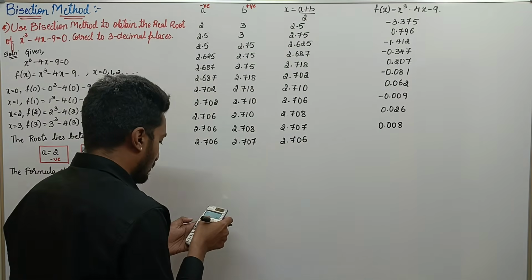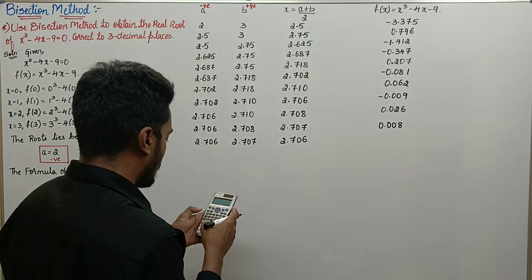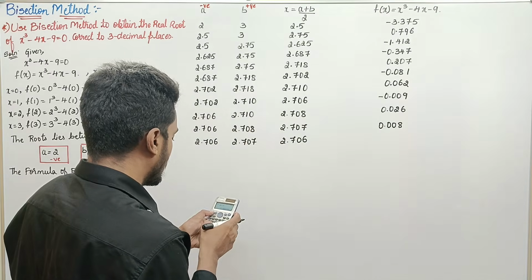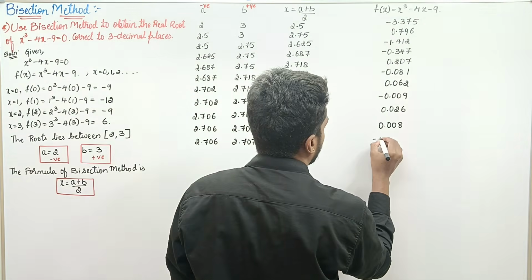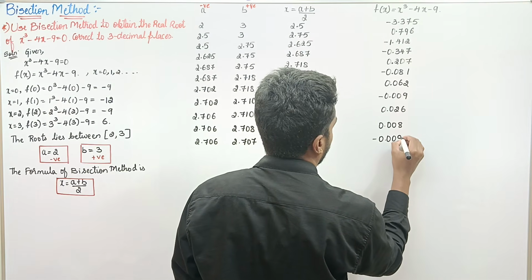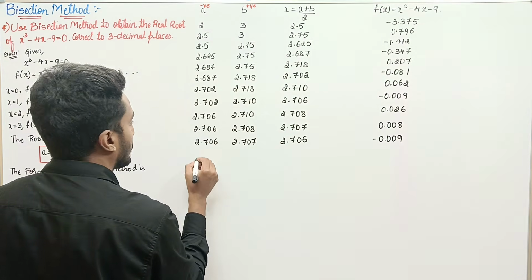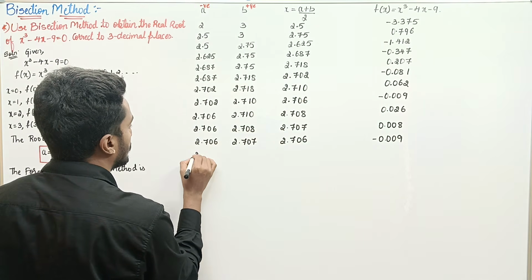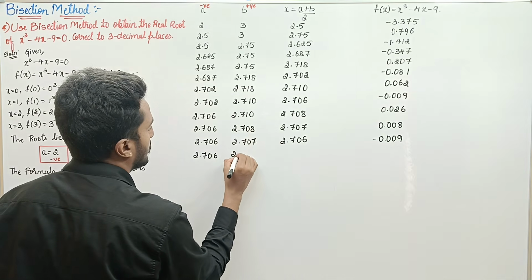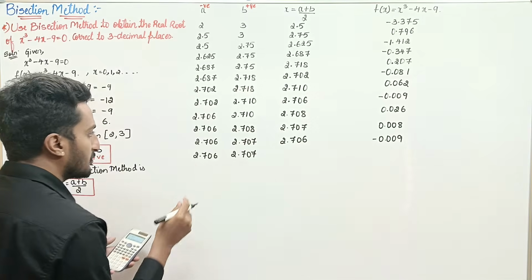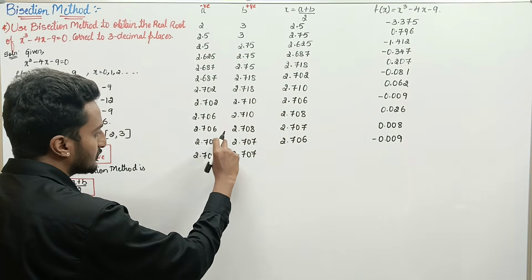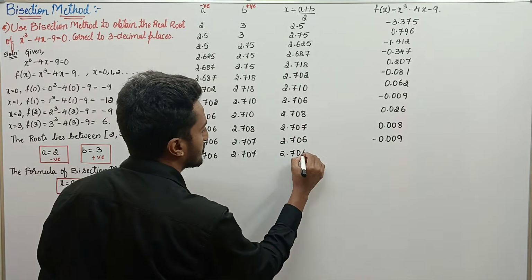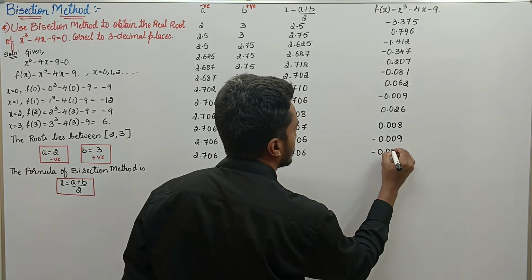2.706. Now function value calc 2.706, you get shift eng, you get minus 0.009. Next we have, since minus, this will be replaced with respect to the minus place, 2.706, 2.707 remains the same. If you simplify, these two are the same, since both the elements are the same, if I simplify again I get 2.706 and you get minus 0.009.